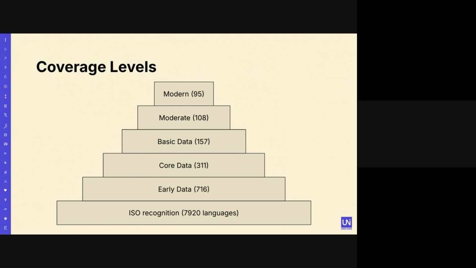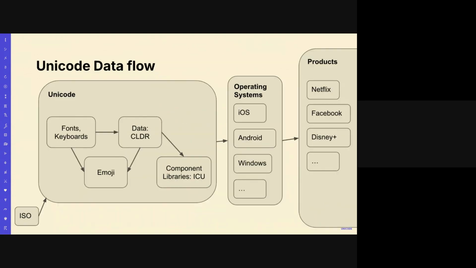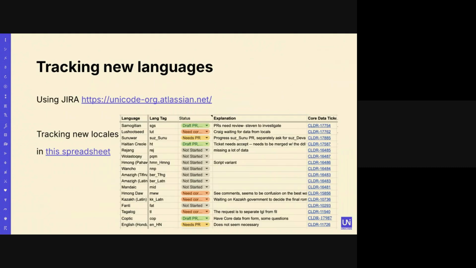Now, the one thing that the Digitally Disadvantaged Language Group is really focused on are the different coverage levels for locales. There's just about 8,000 languages in ISO right now. We have some early data for about 700 different languages, but they only have core data for 300. And then as we go higher in data quality, it really narrows down how many languages we're supporting. What do these coverage levels mean, though? I had a slide. Okay, it's out of order.